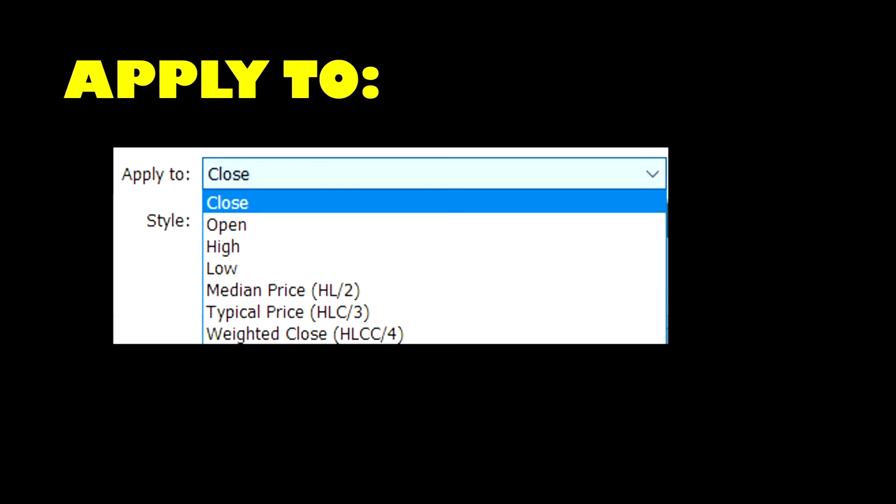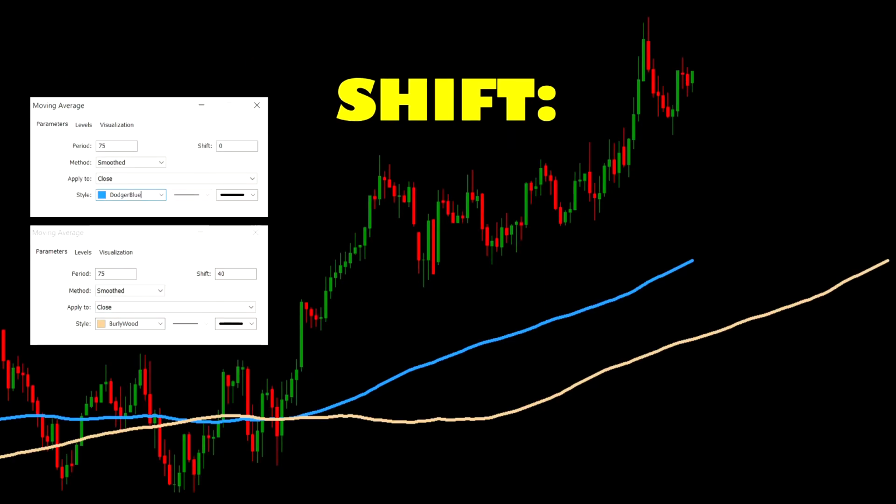As I often say, I tend to avoid the high and the low options due to the way they spike more than the others, but you may have a strategy that caters towards those high or low numbers perfectly. It's up to you to do your diligence. And there's the shift input, which will just push the moving average X amount of periods into the future. So our Burleywood colored average is 40 periods ahead of the Dodger blue average. Averages with different shift inputs can then be used, for example, in moving average crossover strategies.